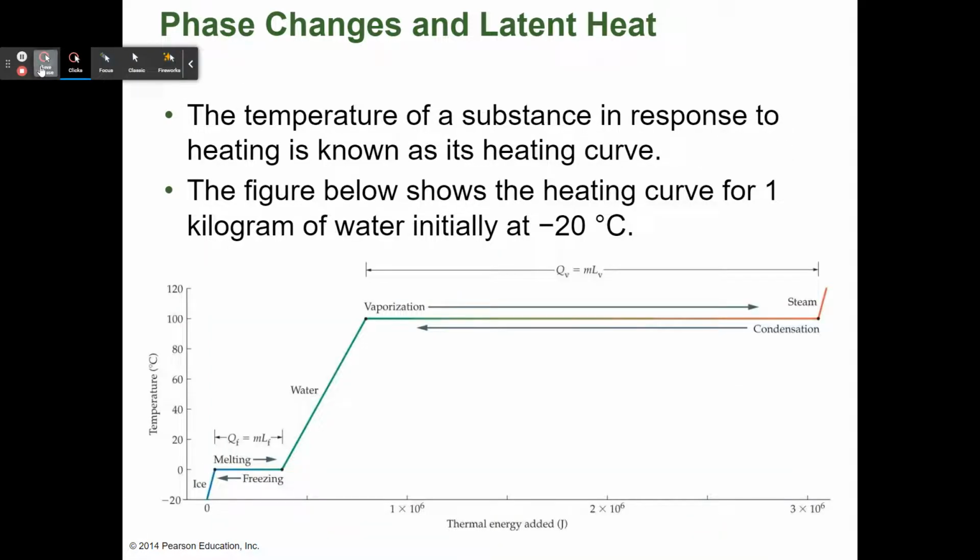All right, this should look somewhat familiar from chemistry. We called it a heating curve. It's still a heating curve in here too. The temperature of a substance in response to heating is known as its heating curve. The figure below shows the heating curve for 1 kilogram of water at negative 20 degrees Celsius.